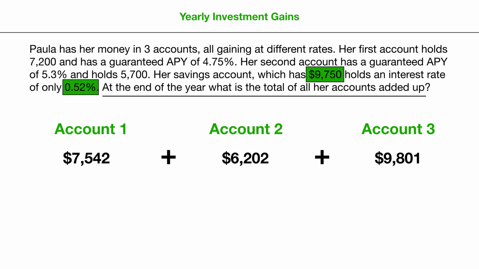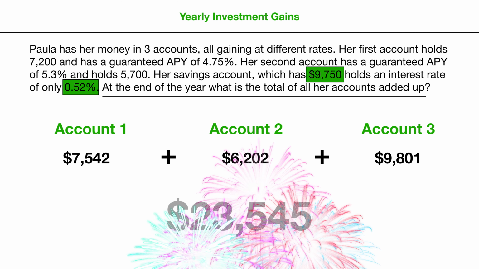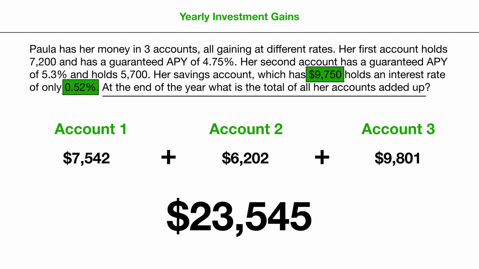Now you have everything you need, so you can just add up account 1 plus account 2 plus account 3, and that's going to give you a full year total of $23,545. So that's how you do these full year financial scenarios. Take it easy.